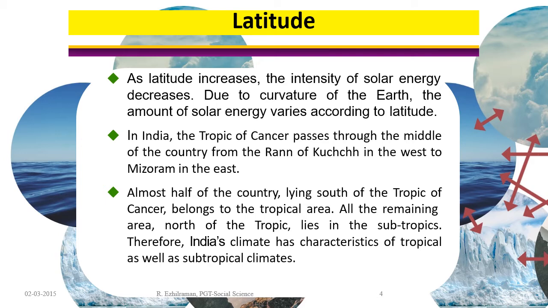So, as latitude increases, the intensity of solar energy decreases. Due to the curvature of the Earth, the amount of solar energy varies according to latitude. And as I told you, the tropic passes through the middle of the country from the Rann of Kutch to Mizoram. Almost half of the country lies to the south of the tropic, in the tropical area, and the rest remains in the subtropical area. Therefore, India's climate has characteristics of both tropical as well as subtropical.